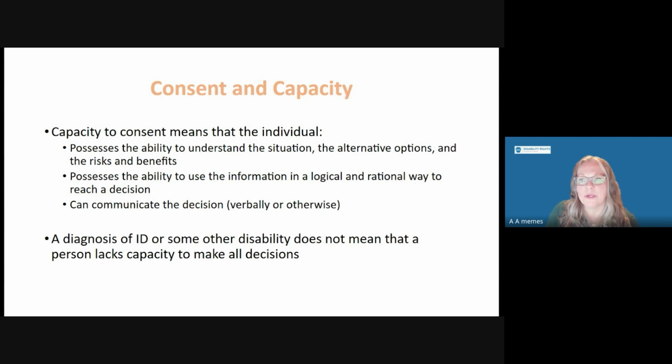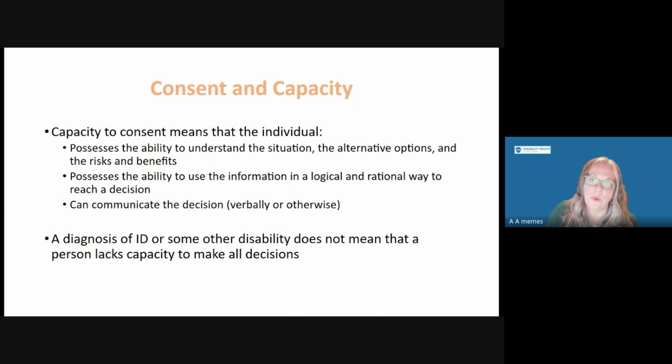Capacity means that a person possesses the ability to understand a situation, the options that are available, and the risks and benefits associated with a decision. Second, that they possess the ability to use that information in a rational way, to apply the information that they have to the options that are available. And third, and this is important, and I think sometimes gets lost in the discussion about capacity, it's also the ability to communicate that decision. It doesn't have to be verbal, obviously, just any way a person can communicate to somebody on the outside what that decision is. And having those three attributes is what we mean when we say a person has capacity.